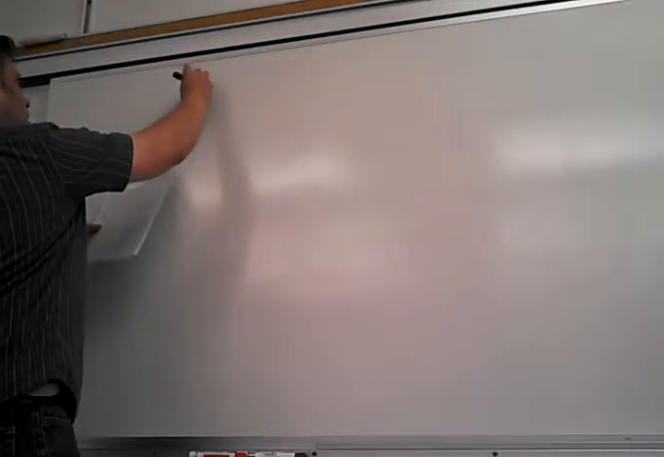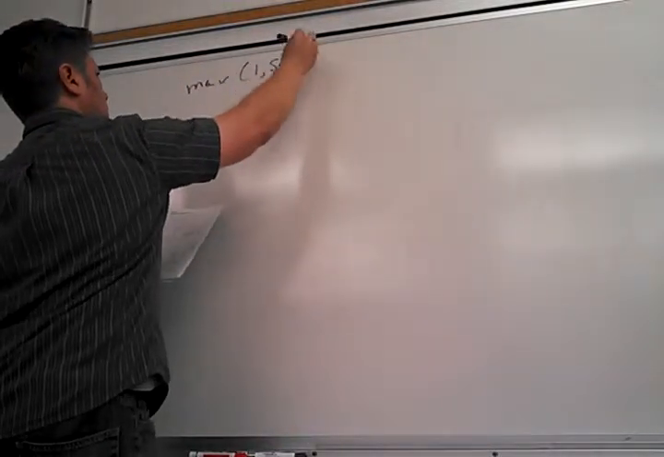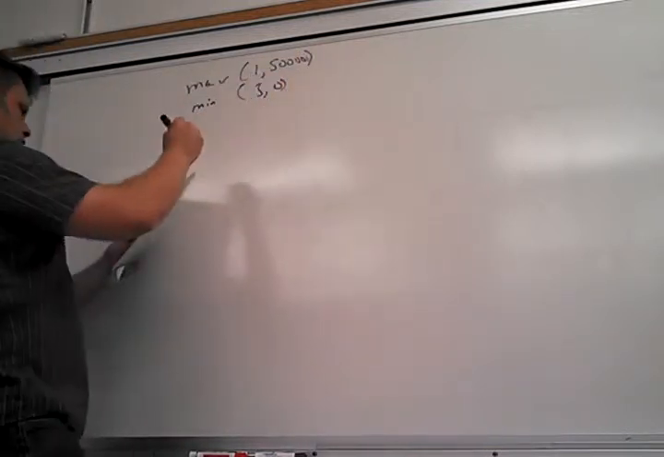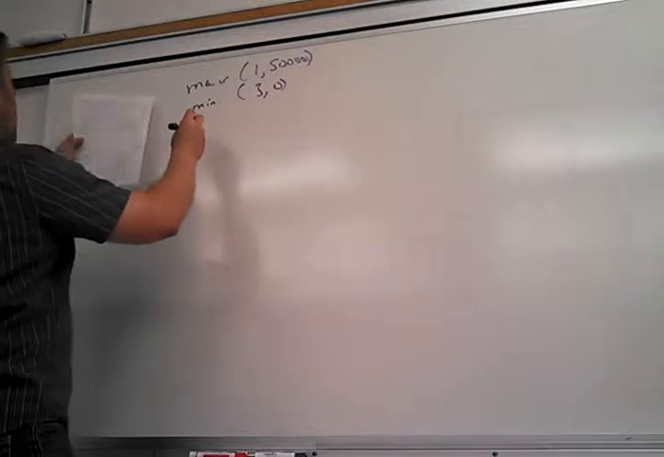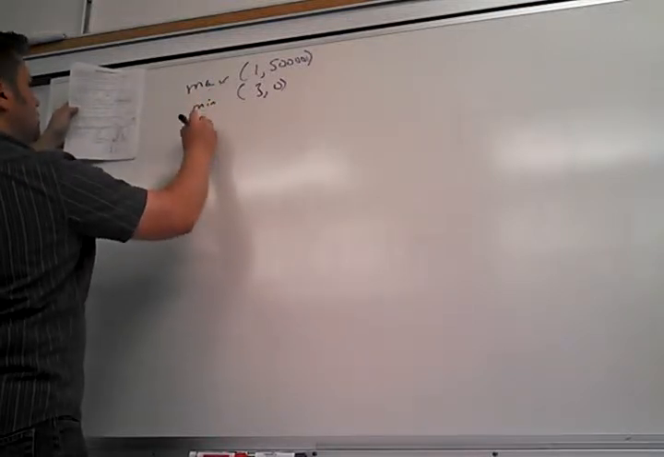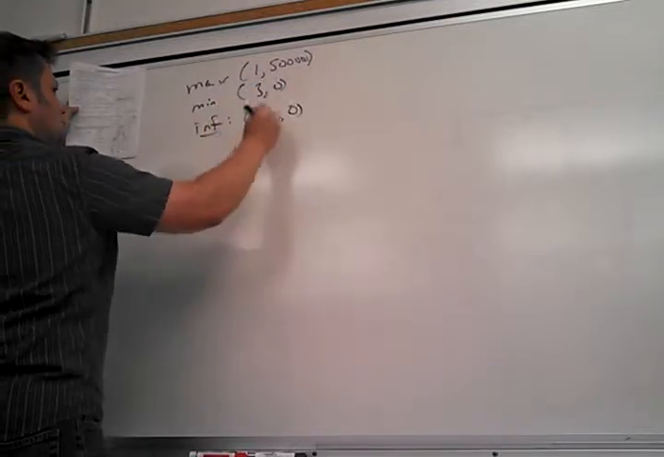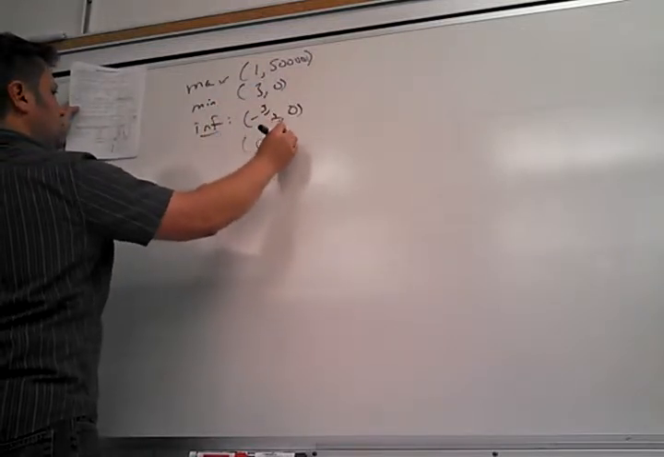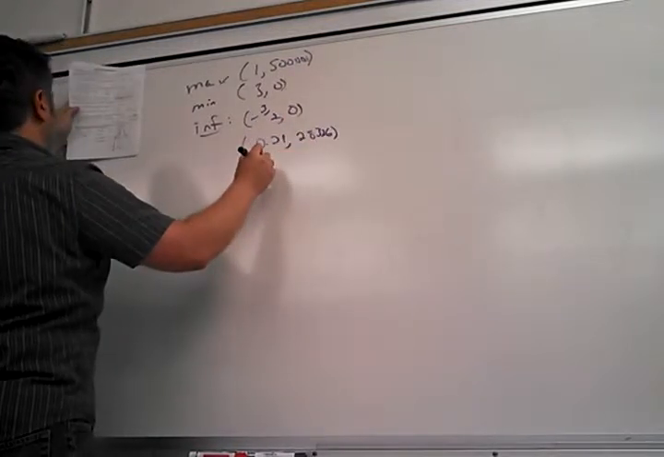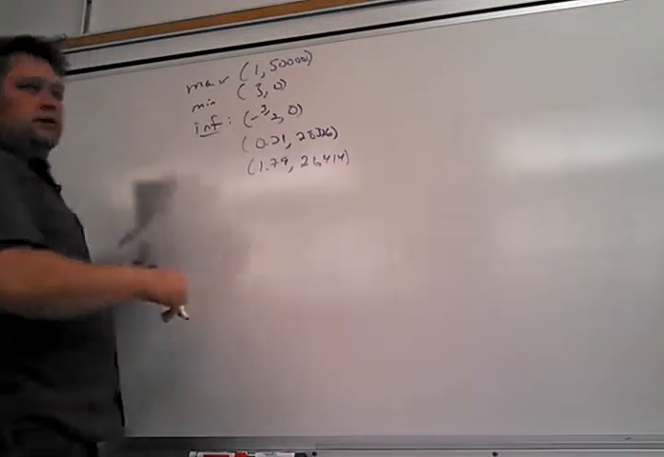So we got the max was 150,000, min 30. Let's see what else we got. Inflection points at -3/2, 0; 0.21, about 28,326; and 1.79 and about 26,414.